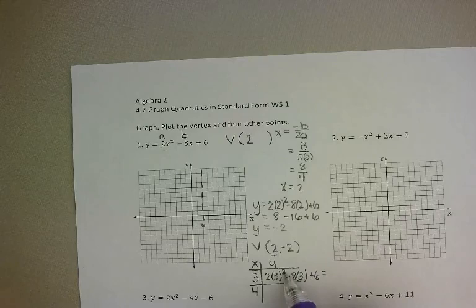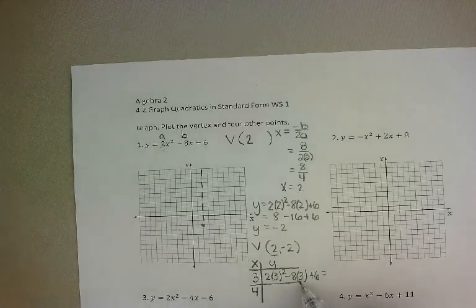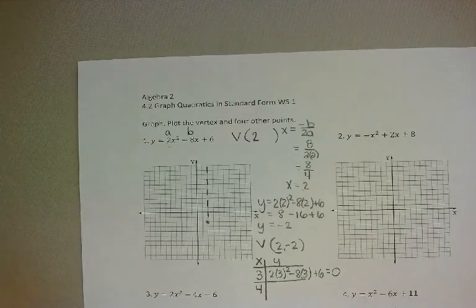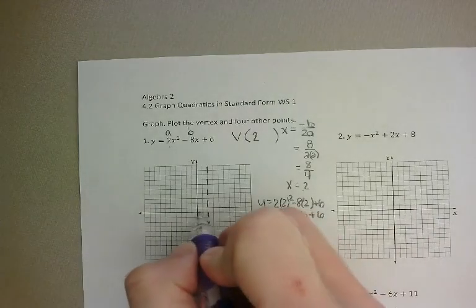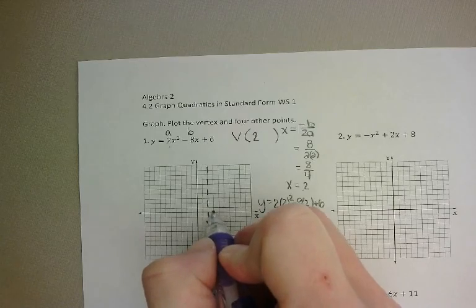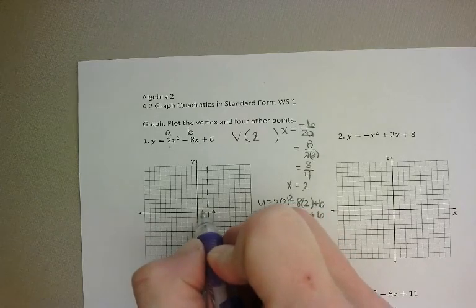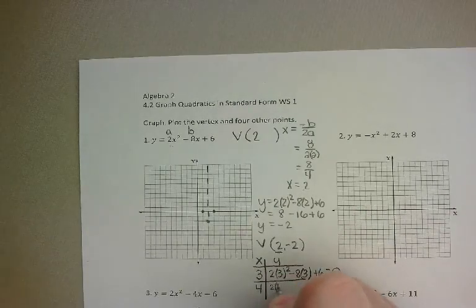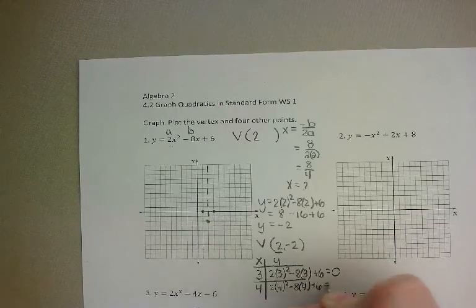Okay, so there's 9. 9 times 2 is 18. So then I have 18 minus 24. So that gives me negative 6 plus 6 is 0. Okay, so I'm going to plot 3, 0. And because a parabola is symmetrical, I'm going to reflect it over the line of symmetry and plot negative 1, 0.